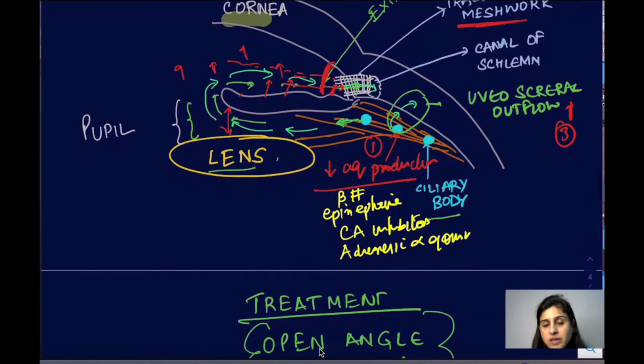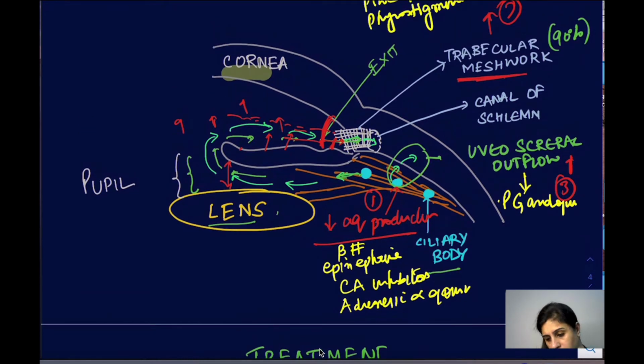Then there are drugs which increase the uveoscleral outflow also. In these we have the prostaglandin analogues, right? These are the important drugs, the prostaglandin analogues. They can cause an increase in the uveoscleral outflow. Then there's even a newer drug which I'll be talking about in open angle glaucoma, which can also increase the movement through the trabecular meshwork. It's a newer drug called netarsudil.